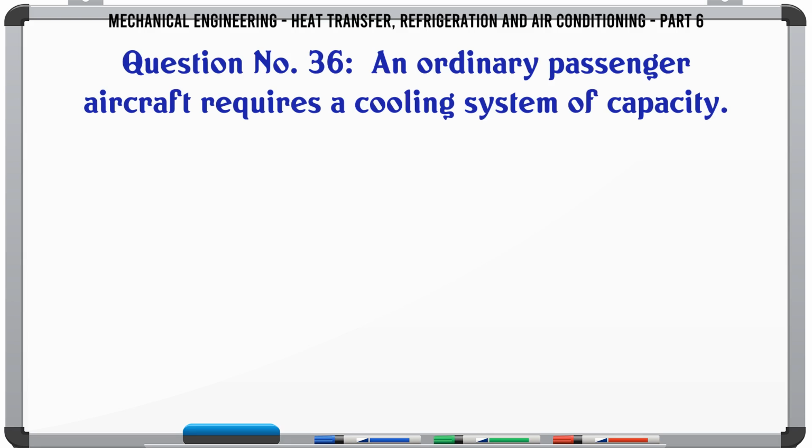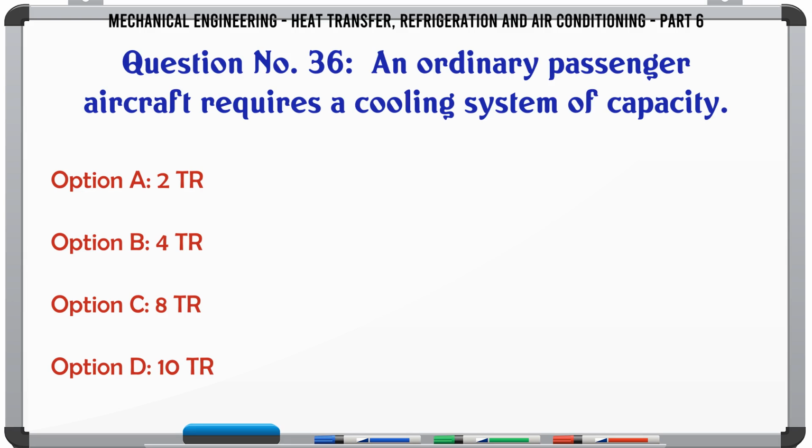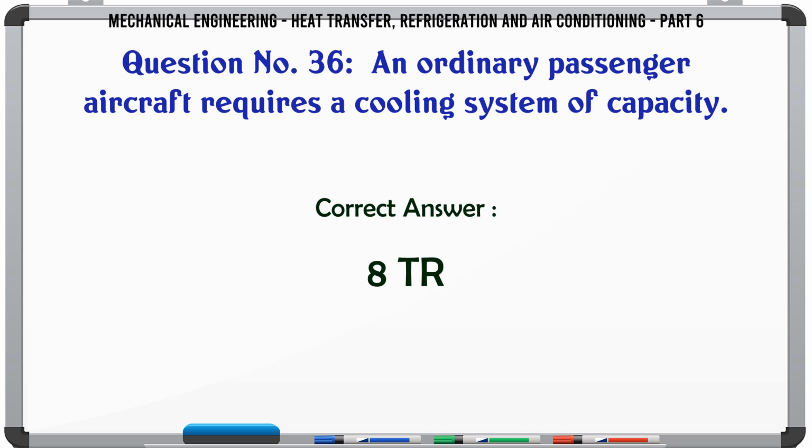An ordinary passenger aircraft requires a cooling system of capacity A. 2 TR. B. 4 TR. C. 8 TR. D. 10 TR. The correct answer is 8 TR.